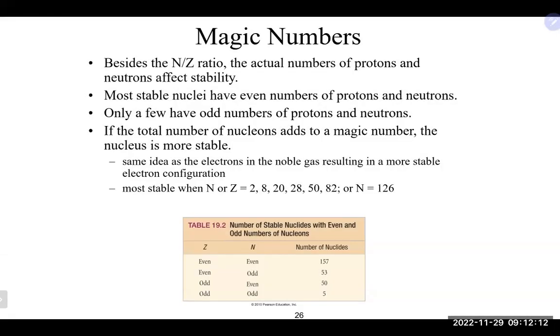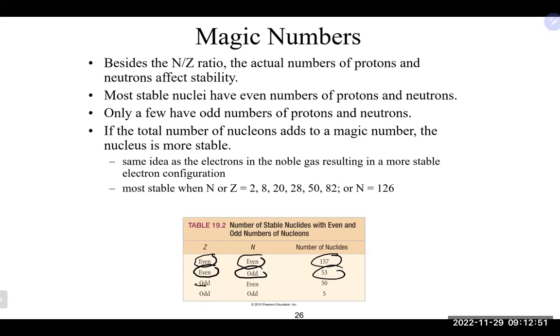There are other things that we do look at sometimes to think about stability. And besides the ratio, a lot of the most stable nuclei will have even numbers of protons and neutrons. As you can see from this table, that is pretty much your best combination: even protons, even neutrons. There's like 157 stable nuclei that have that combination. Your next best is like even protons, odd neutrons. Got about 53 stable ones.